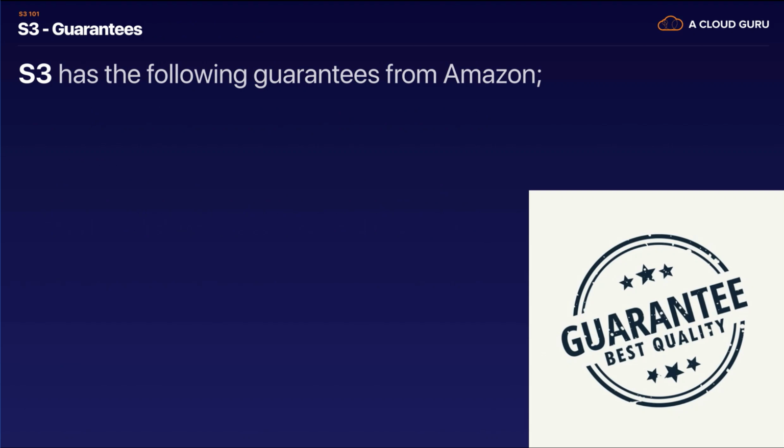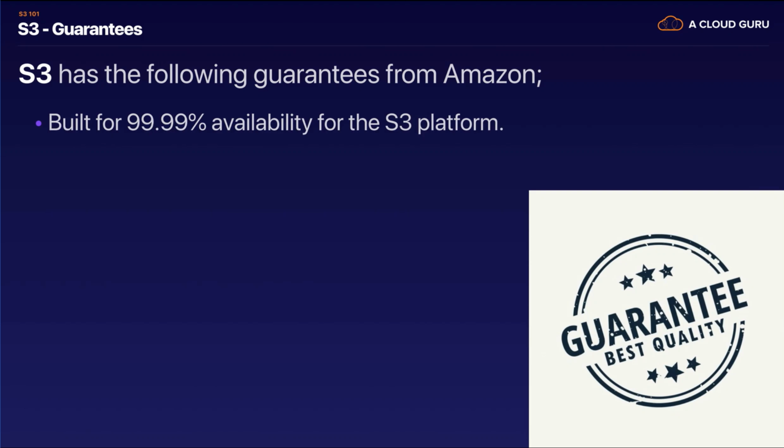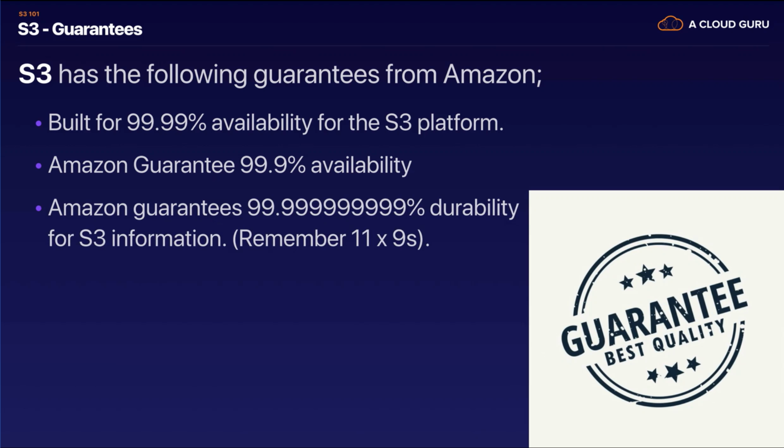So S3 has the following guarantees from Amazon. It's built for 99.99% availability. So if you were to take the number of seconds in any given month and multiply that by 99.99%, that's the availability that Amazon have built the platform for. Now, Amazon will actually only guarantee 99.9% availability. So if you take the number of seconds in a month and multiply it by 99.9, that's what Amazon will guarantee.